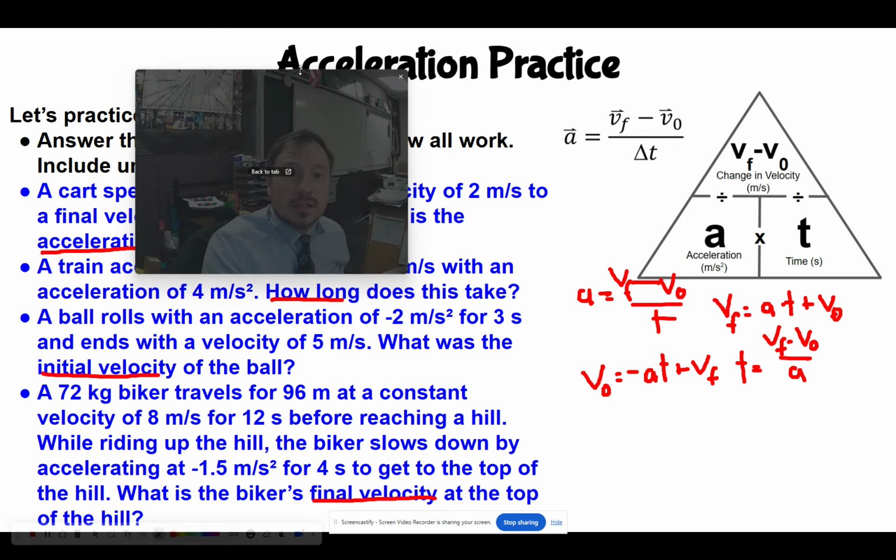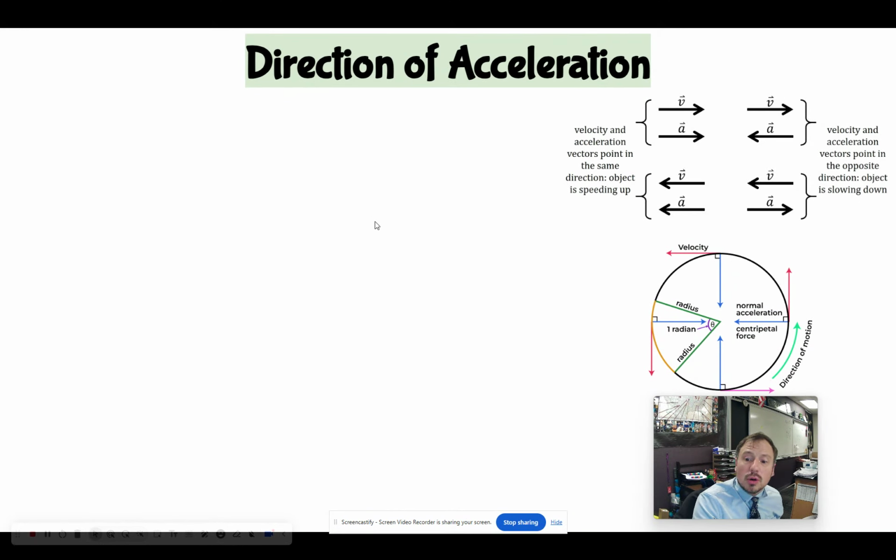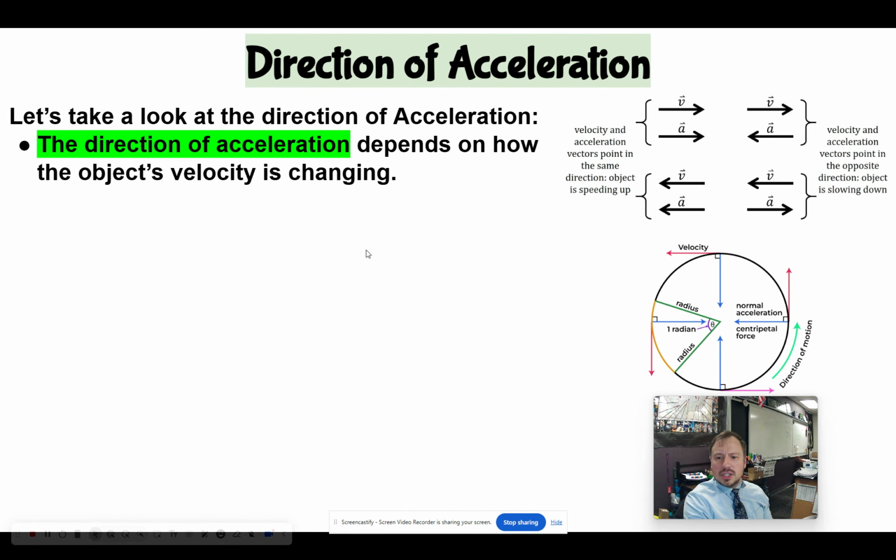So now moving on. Now we need to talk about the direction of the acceleration, right? You can have a negative acceleration, but that doesn't necessarily mean it's slowing down. The direction of the acceleration depends on how the object's velocity is changing. If you speed up, the acceleration is in the same direction as the velocity. If you're slowing down, the acceleration is the opposite direction of the velocity. If you're turning, the acceleration is pointing towards the center of the circle. That's called centripetal acceleration. And if you're traveling at a constant velocity or at rest, you have 0 acceleration, right? So positive and negative describe directions, not whether something is speeding up or slowing down.